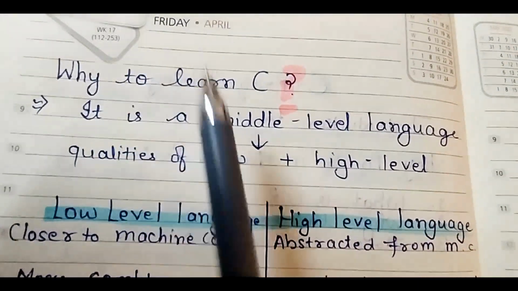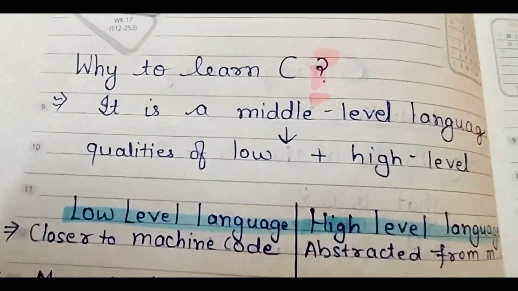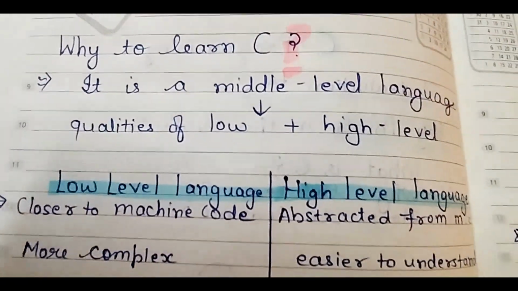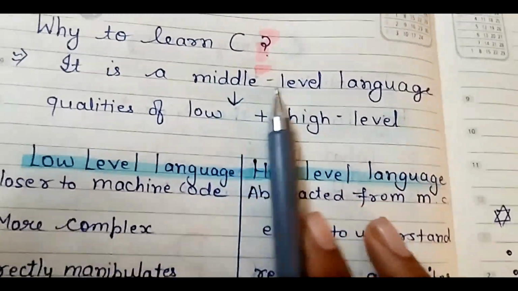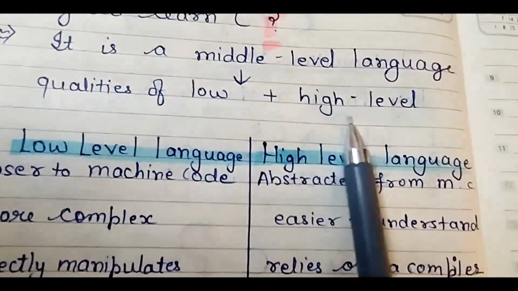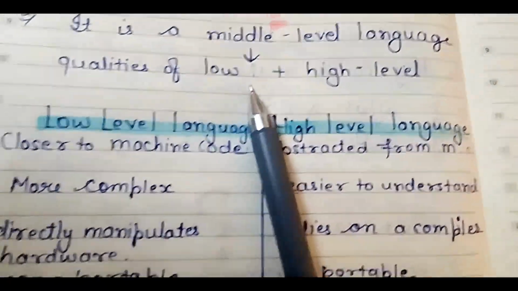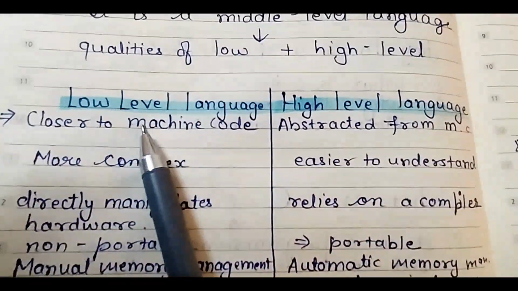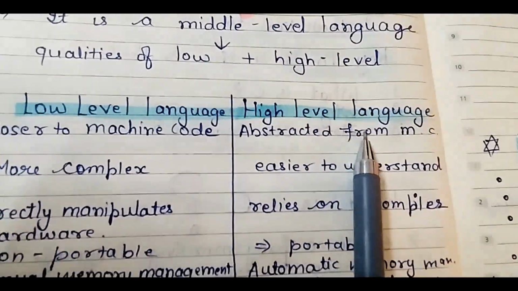So here is why we need to learn C, why it is so important in today's era when we have C++, Java, Python, so many languages, because it's a middle level language. So now let's discuss what do we mean by this term. It's a combination of low and high level language. It has the qualities and benefits of both. So let's discuss their difference. Low level language is closer to machine code, while high level language is abstracted from machine code.